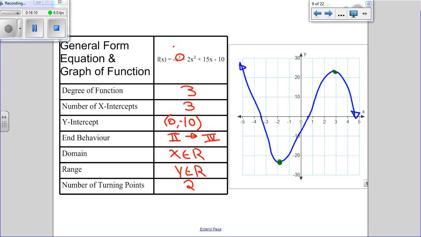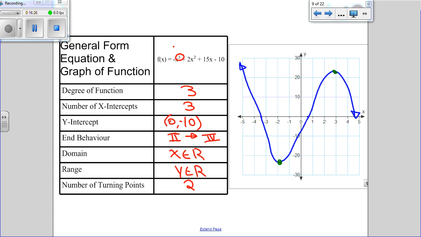Okay, so the degree of the function is always the highest exponent, which is 3. The next question is the number of x-intercepts. We have a different answer this time other than the other 2 questions. We have 3 x-intercepts this time. So that does change a little bit. And it does cross one more time over here.